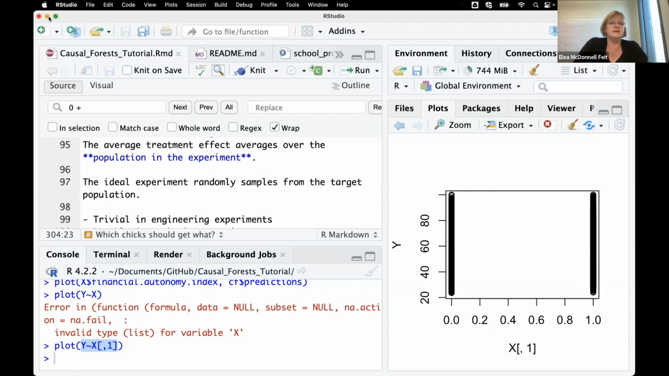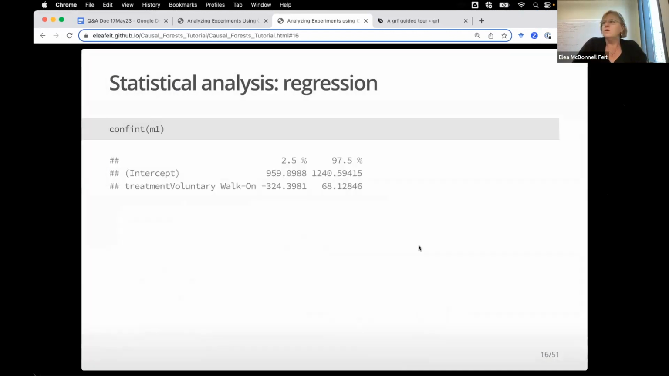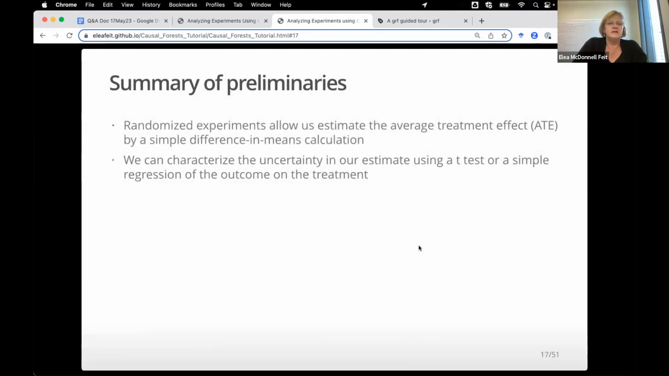All right, let's go back to the slides if I can find them. So we looked at the confidence interval. That was just the basics, the preliminaries of what is an experiment and how do we usually analyze it. So the big takeaways are randomized experiments allow us to estimate the average treatment effect by a simple difference in means calculation. And we can characterize our uncertainty in that estimate, or how confident we are, using a t-test or a simple regression of the outcome on the experiment.